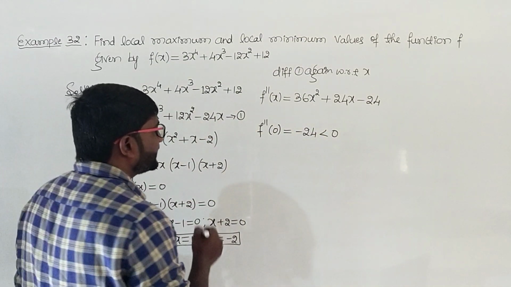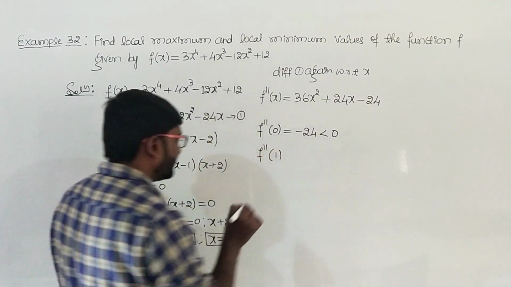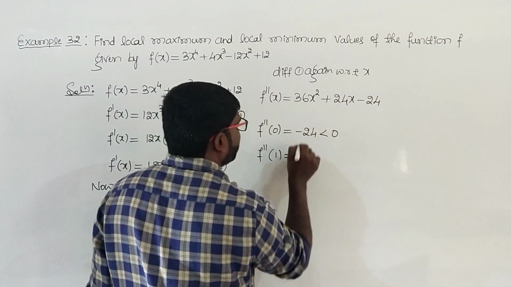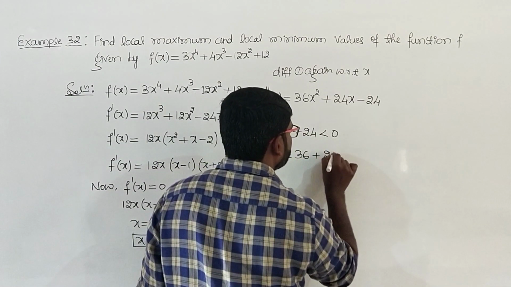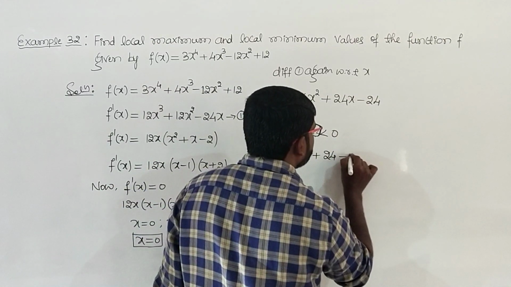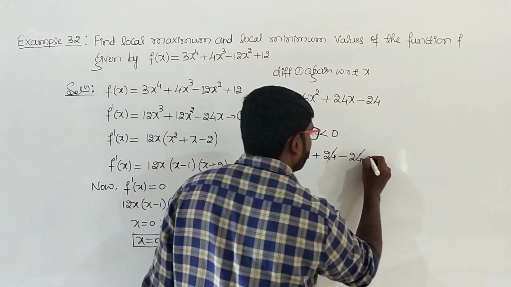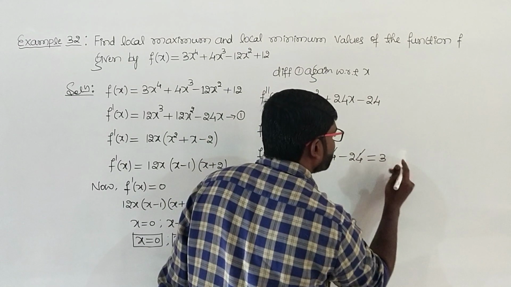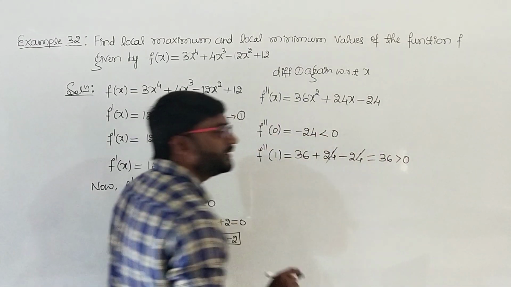Then take up the second point, f double dash of 1. The next point is 1. So which is equal to, replace x by 1. You get 36 plus 24, and then you have minus 24. So here plus 24 minus 24 get cancelled. So you get 36. 36 means it is greater than 0.